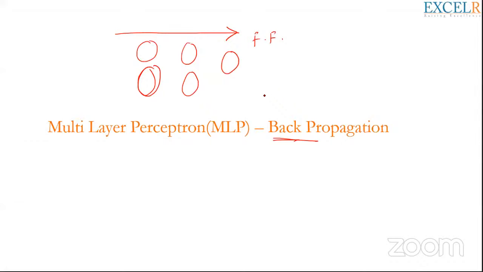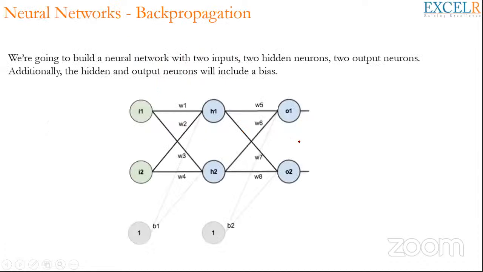Now we are going to discuss the most useful, most popular method in neural networks, that is backpropagation. When you say you are building an artificial neural network, by default we are using this backpropagation method. So let us understand this MLP, the multi-layer perceptron. That means multiple layers of perceptrons used with the backpropagation method.